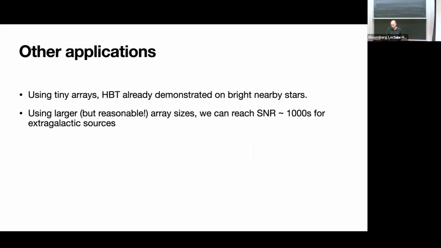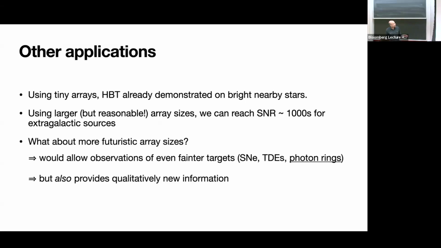Okay. Good. Right. So I talked about how using reasonable array sizes, we can get high SNRs even for extragalactic sources. Not just Betelgeuse and Sirius, but extragalactic sources using reasonable array sizes. So then you might wonder, well, what could be done if we had more unreasonable array sizes? Suppose we had staggeringly large arrays. My dream is just to cover Canada in these Cherenkov telescopes. If we had that, what could we do?